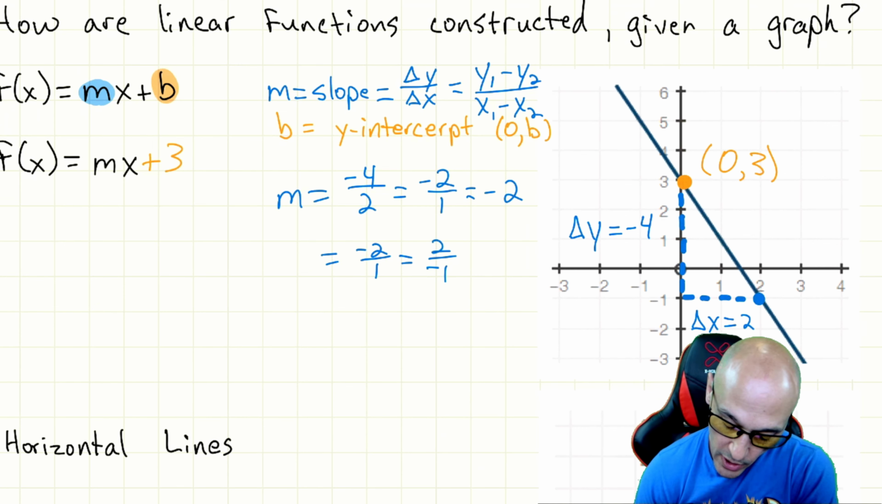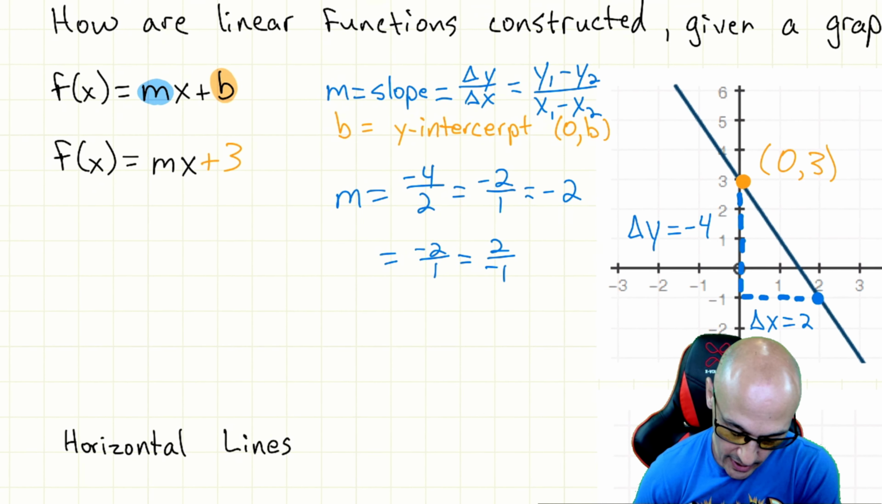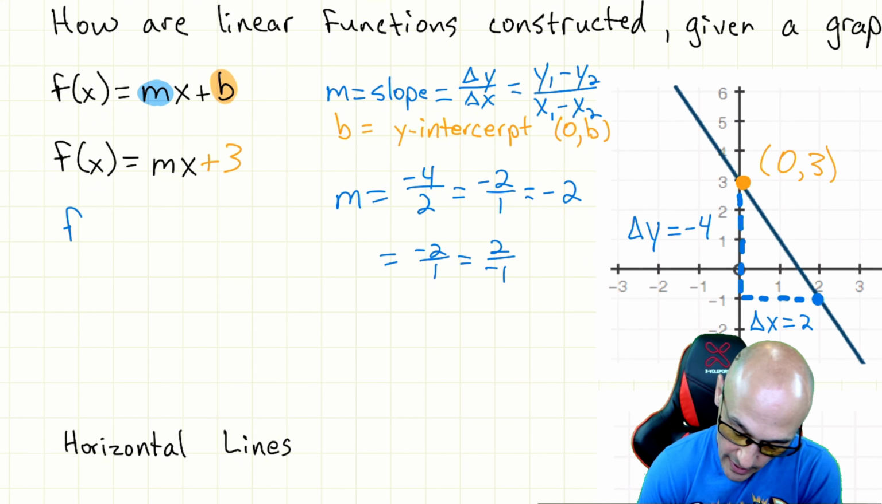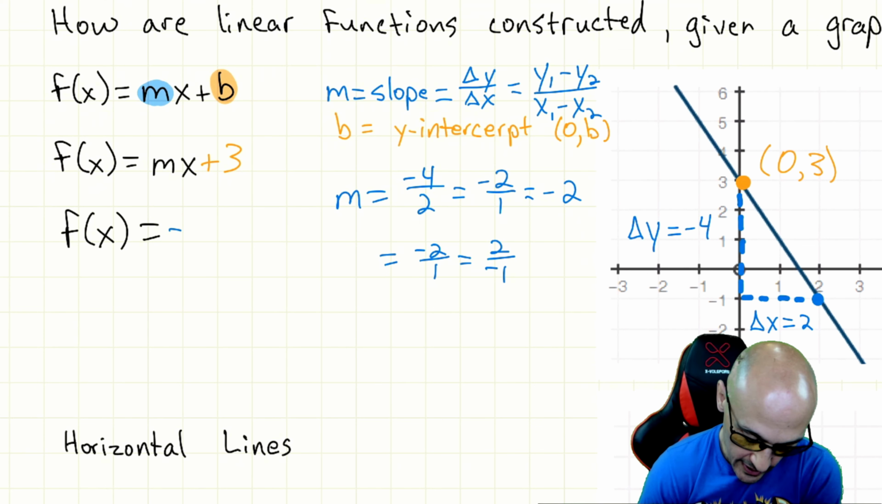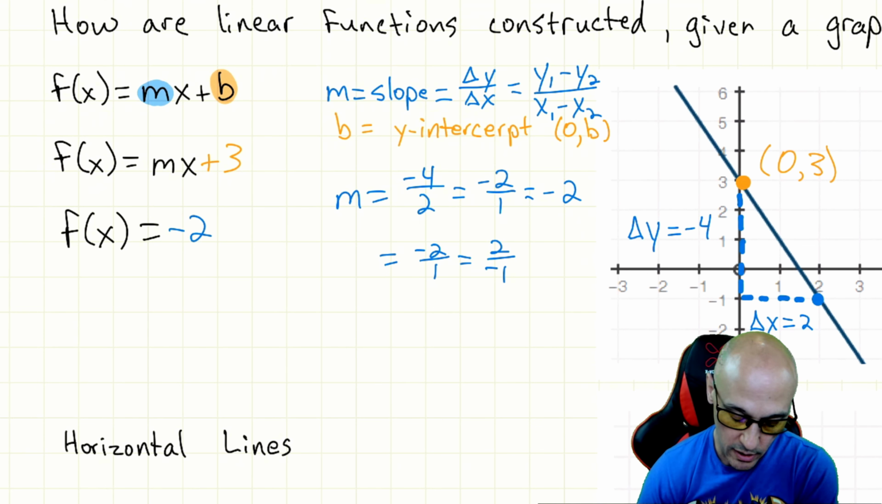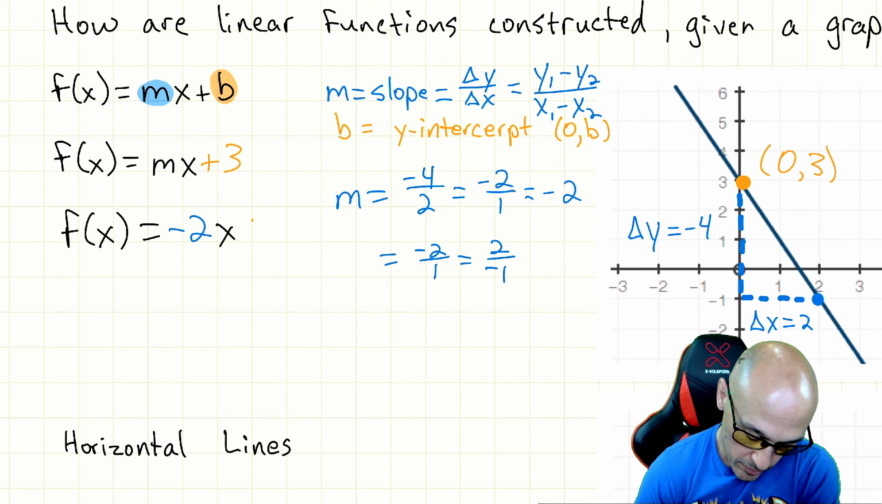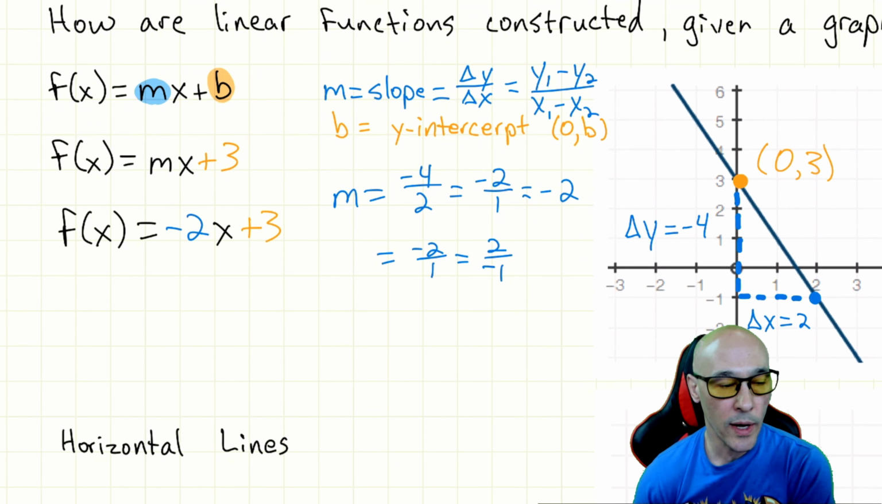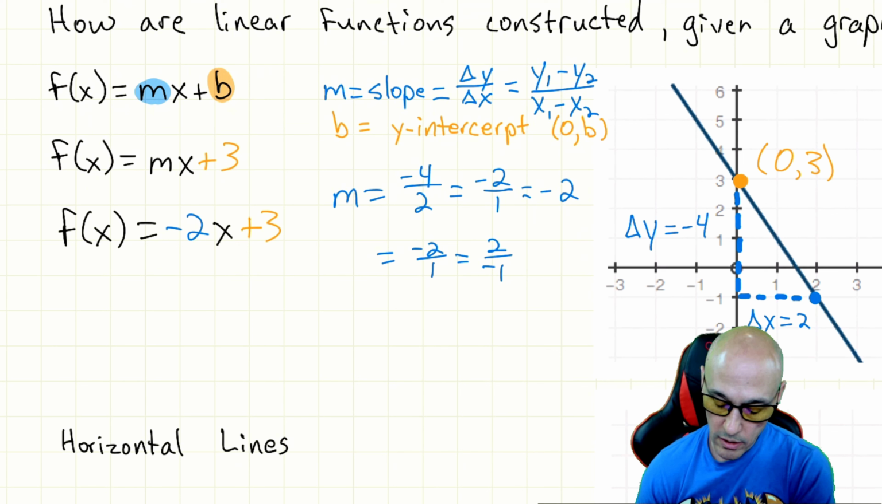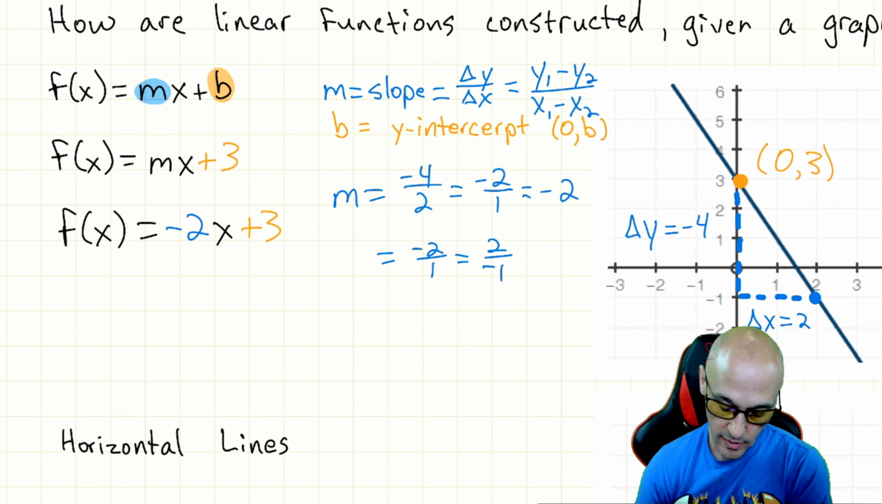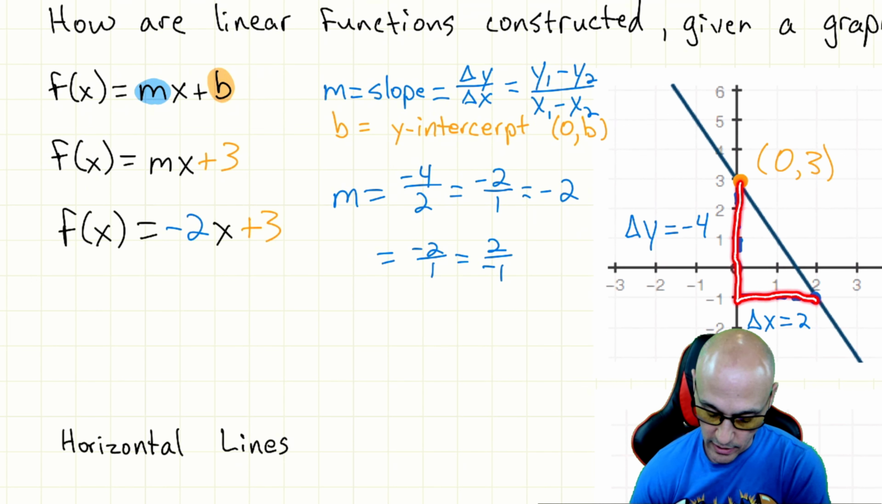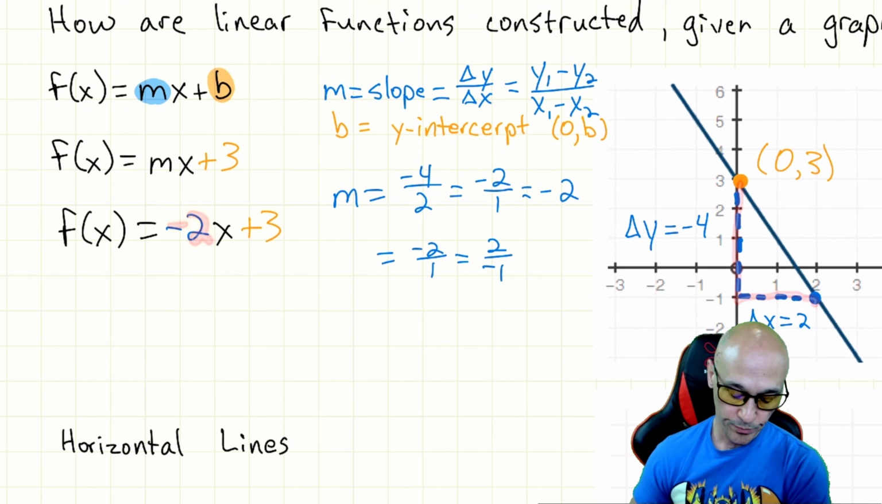So our equation here is going to be f of x is equal to negative 2, I'll write that in blue, that's my slope, x plus 3. We can see in our graph the y-intercept at 0, 3. That tells us the b value here, plus 3. We can see the slope, down 4 to the right 2, which is the same as negative 2.